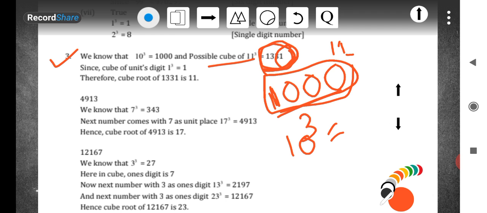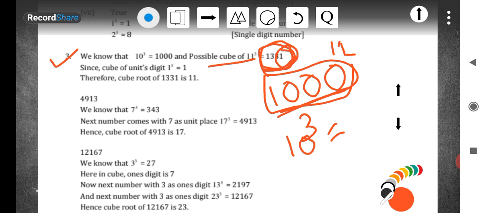So here is 1 already, there is 10, isn't it? So what will come here? 1. So obviously the answer will be 11 cube. Why? Since the cube of unit digit 1 is what? 1, isn't it? So the unit digit of the cube is 1, meaning the unit place is 1. Therefore the cube root of 1331 is 11. Okay, now come to the next question.